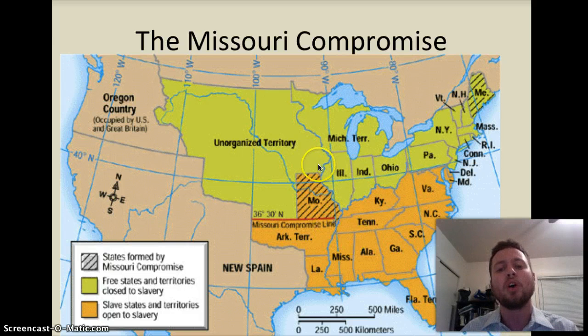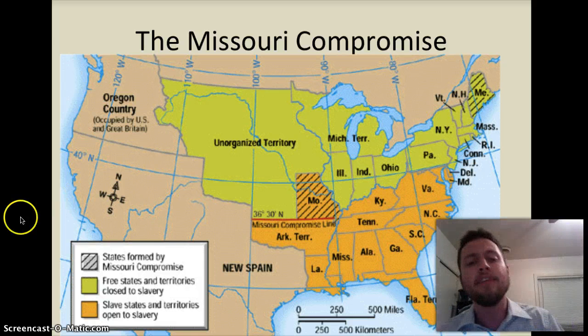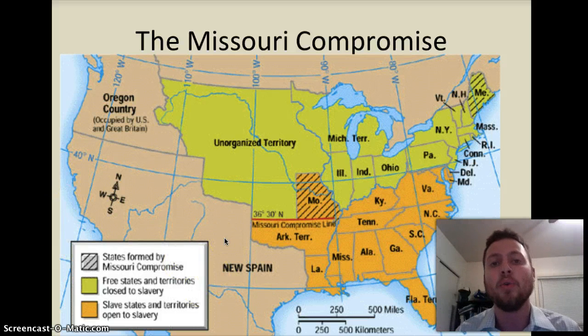But then they also draw a line. This line right here is the Missouri Compromise line, or the 36°30′ line. It's a line of latitude. It cuts the United States right in half. If you are below the line, you are slave.